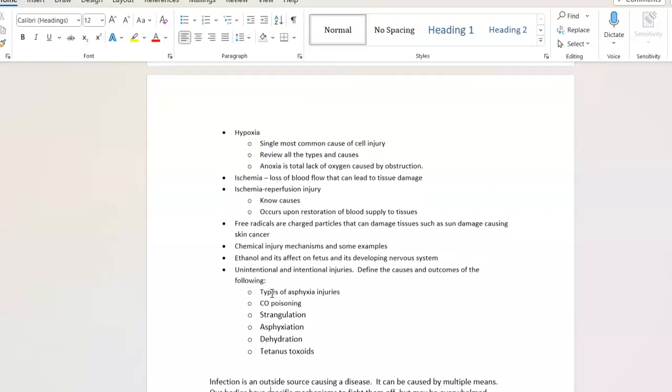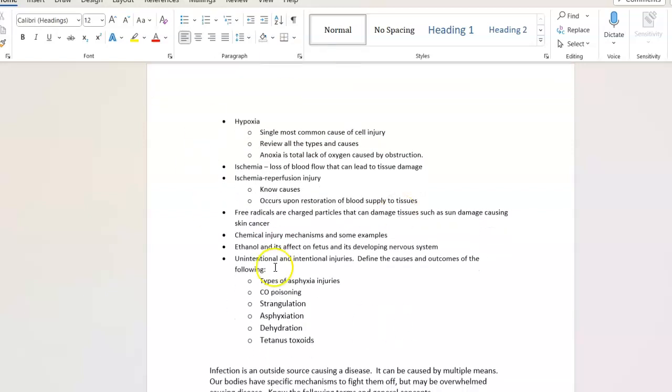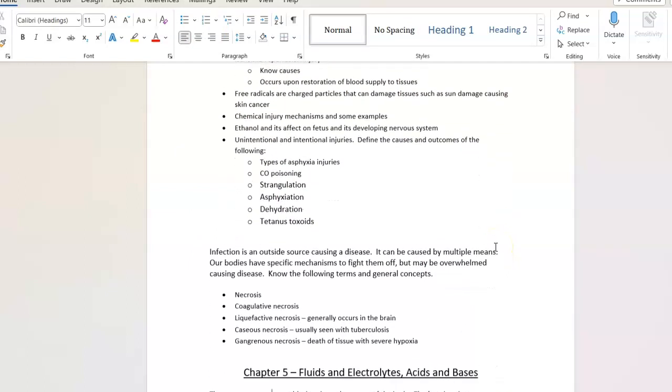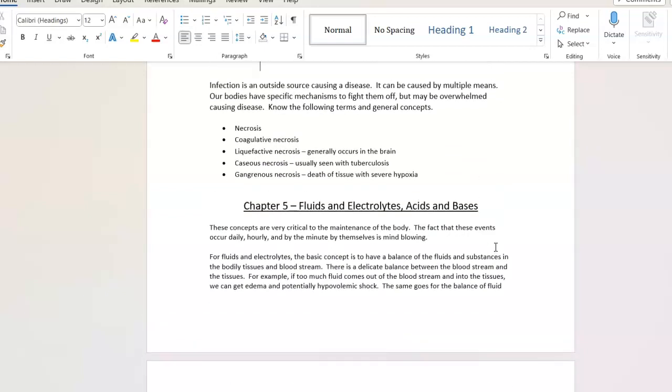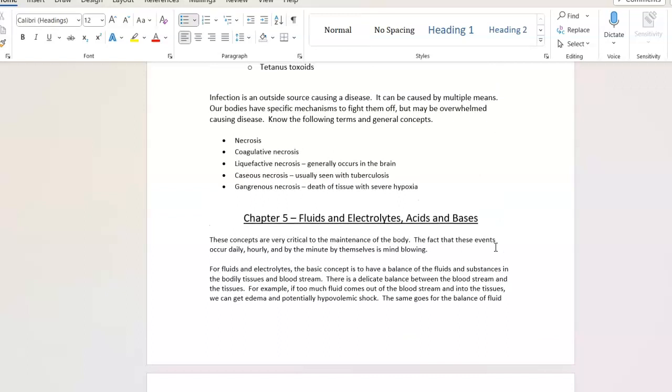Review unintentional, intentional, and all of these. Any of these you want to review and define, use your book and your notes. Yeah, okay, I think the rest of that you could review on your own. Infection, okay, we're going to start to talk about infections and inflammations. It can enter the body by multiple means. And it can lead to what's called necrosis or tissue death. There are different types of tissue deaths.